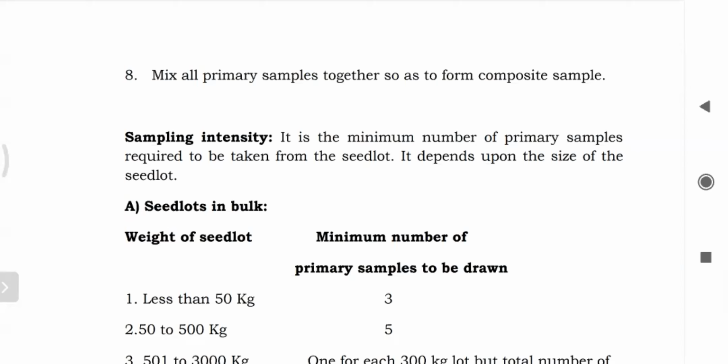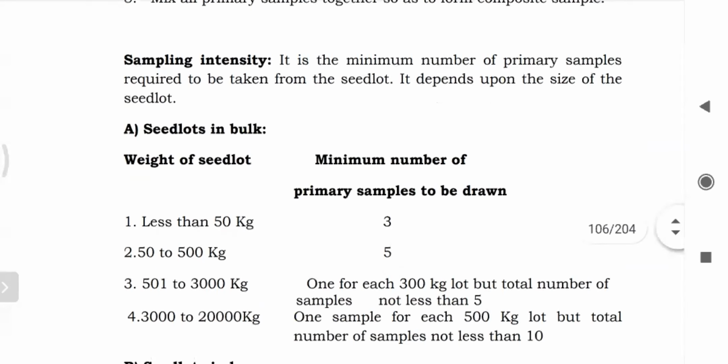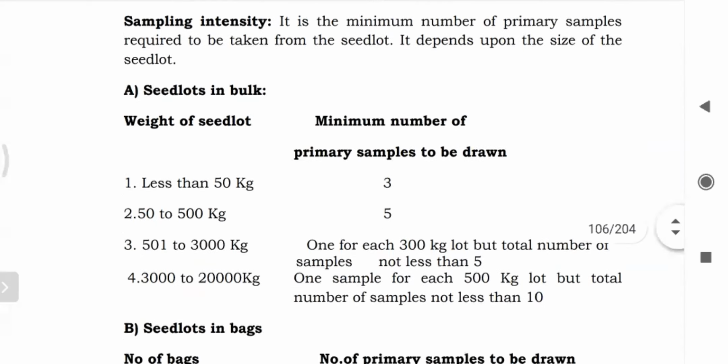That depends upon the size of your seed sample, the sampling intensity is thereof. So seed lot in bulk: weight of seed lot and minimum number of primary samples to be drawn.